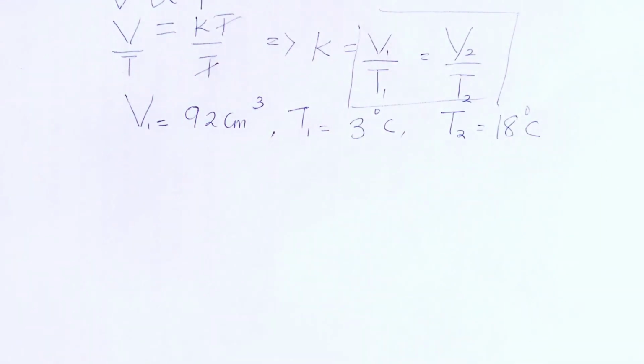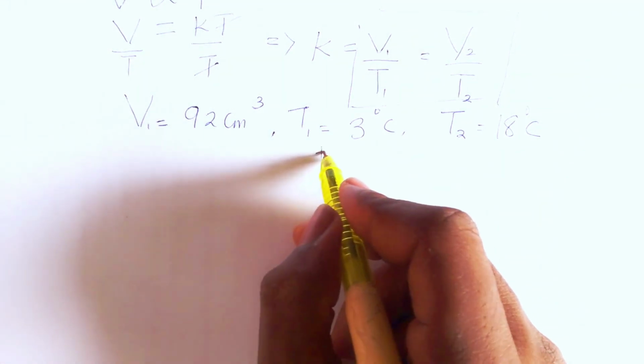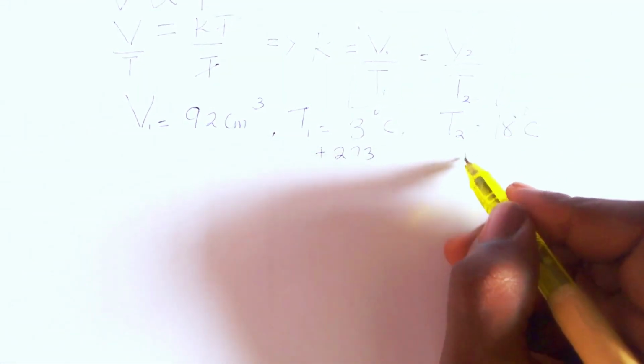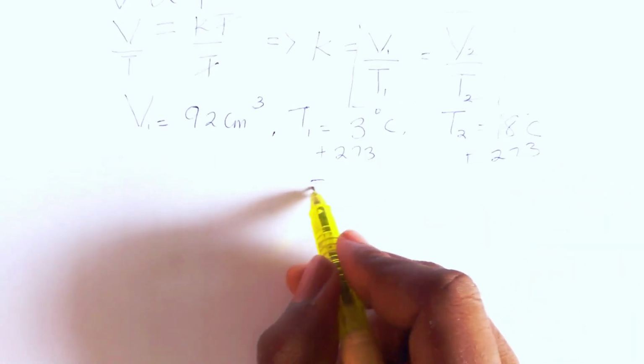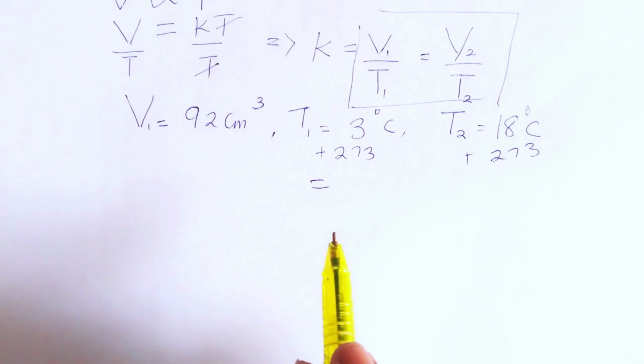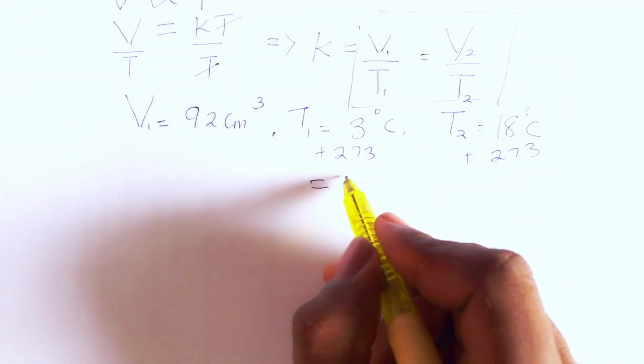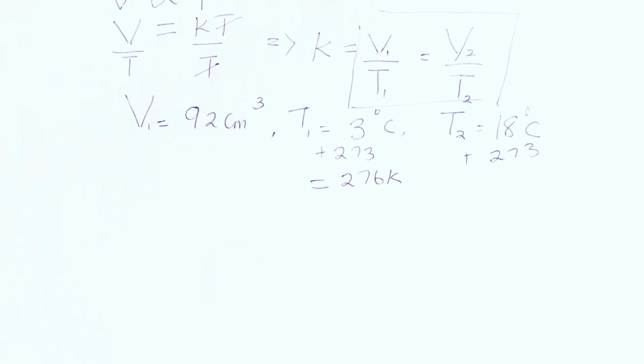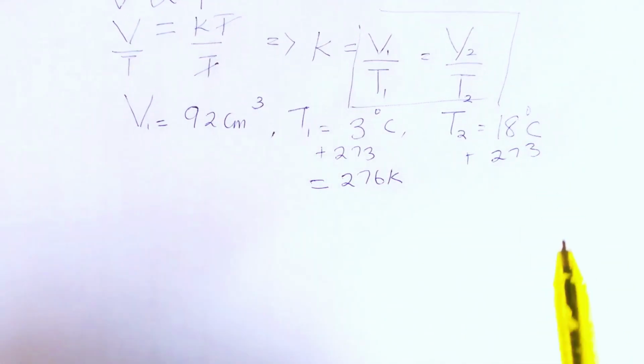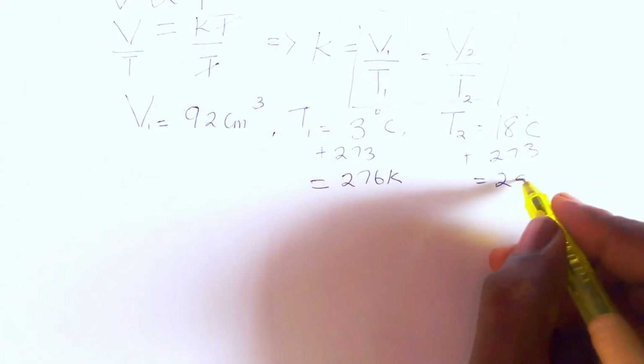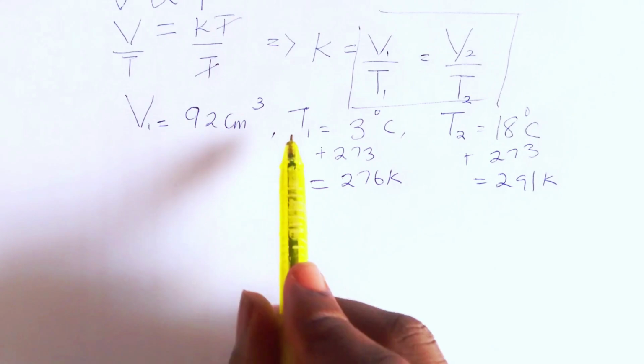Remember that when solving questions under gas laws, your temperature must be in Kelvin. So we convert this to Kelvin: you add 273. If you add 273 to 3 degrees Celsius, you have 276 Kelvin. And if you add 273 here, you have 291 Kelvin. So this is our initial temperature, and this is our final temperature.